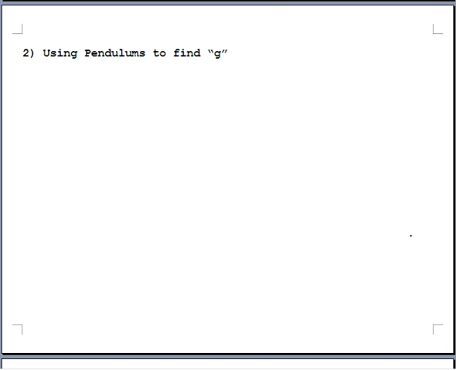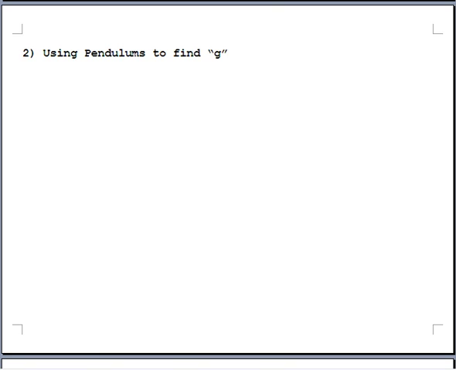Okay, so just like we did with ramps, just like we did with free fall, let's talk about using pendulums to find gravity. What if you ended up on another planet with string and some washers and you wanted to figure out what's gravity on that planet or on this moon?